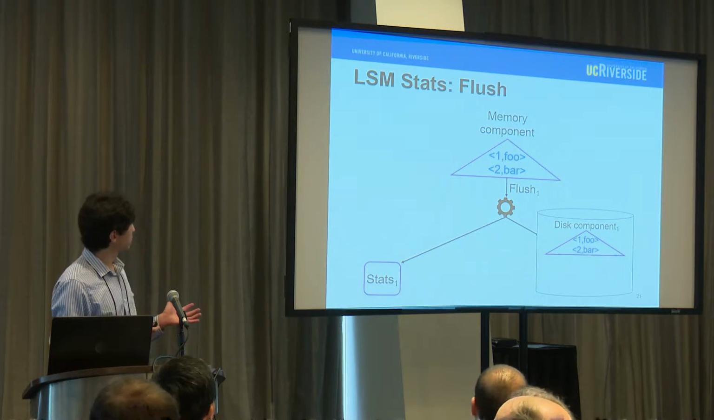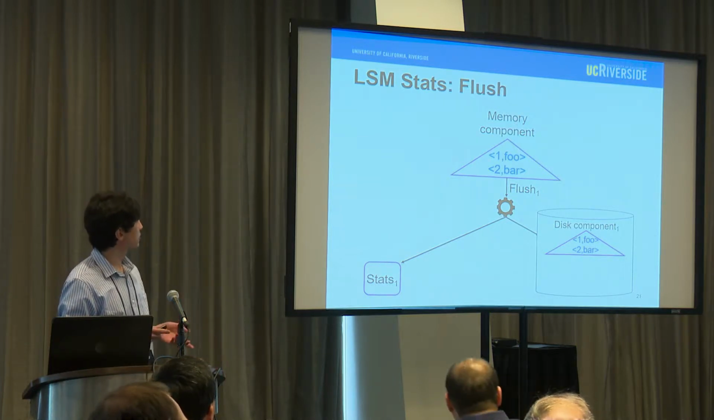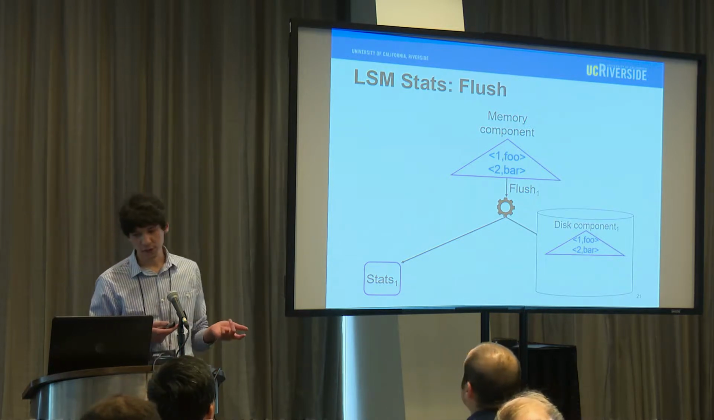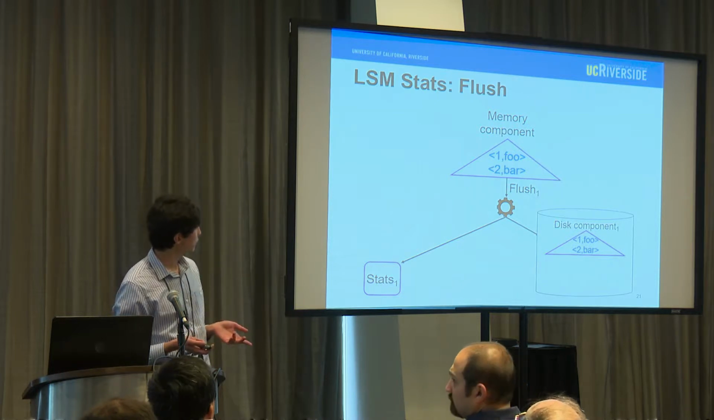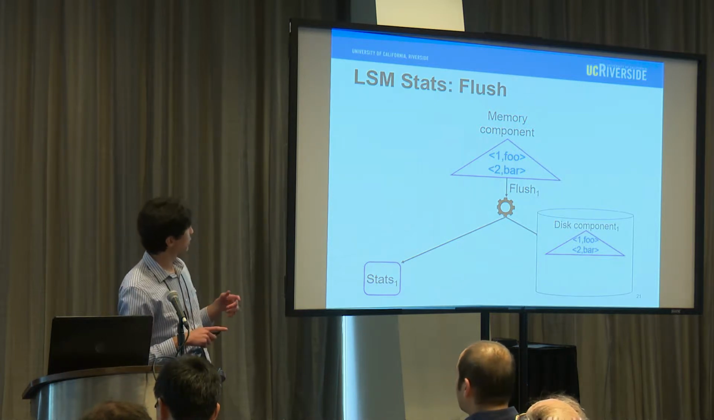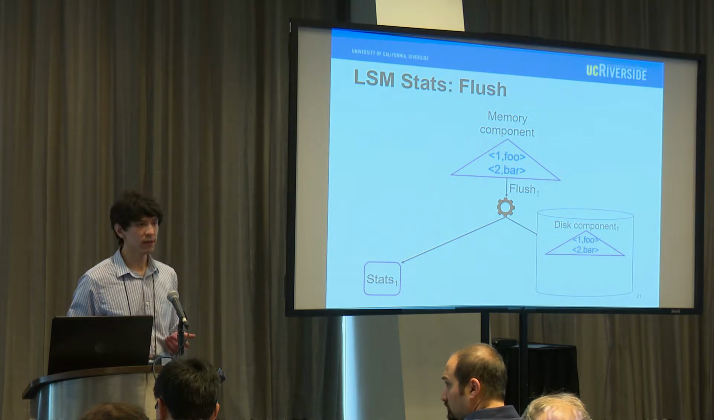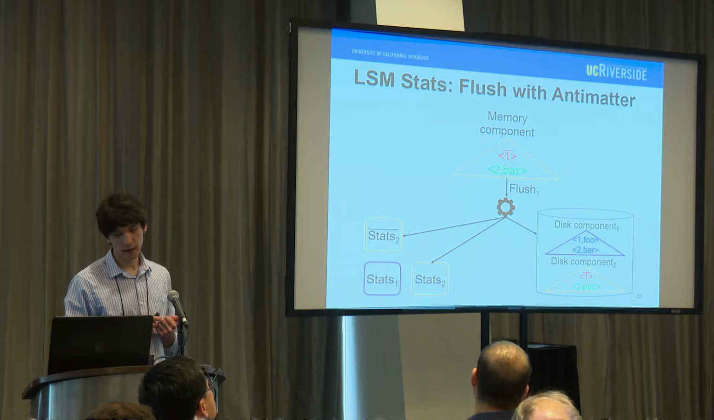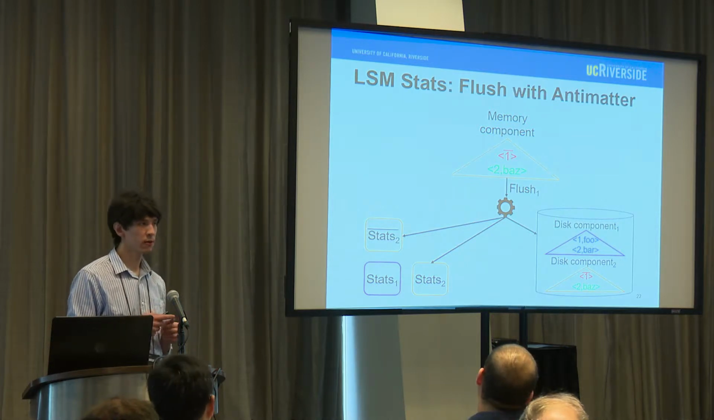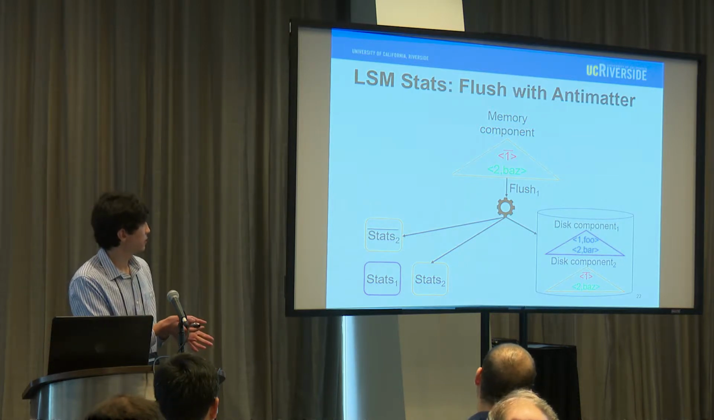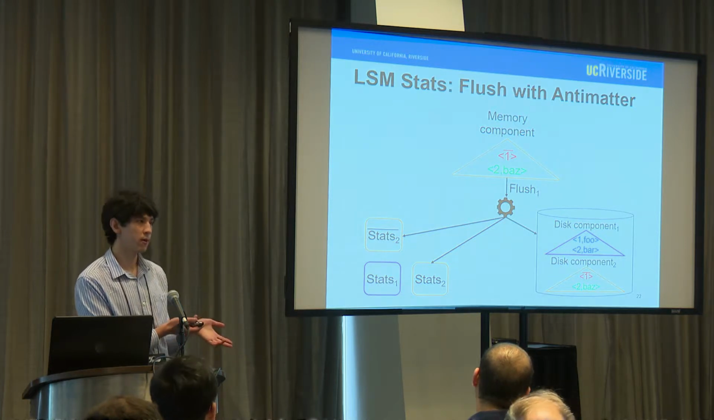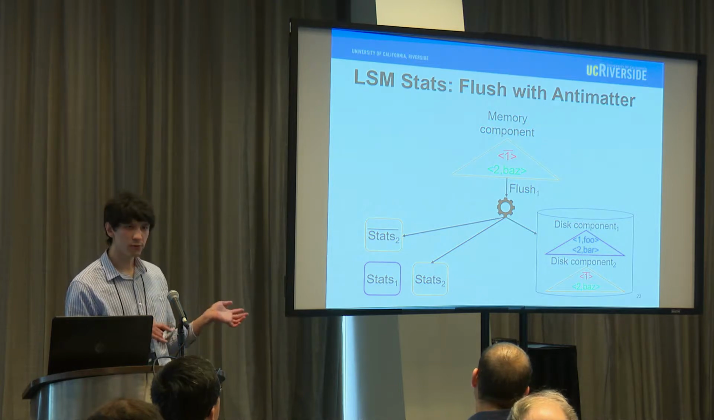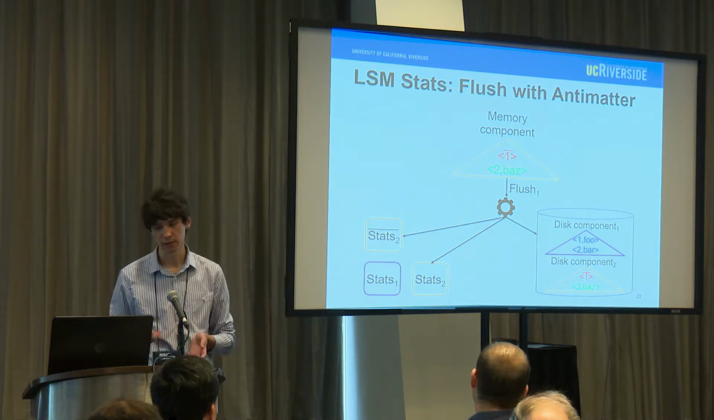So this is a quick picture showing how we're getting those tasks. Basically, when we're flushing a component, in addition to creating a new disk component, we'll create a piece of statistics which describes the distribution of data that resides in that particular component. And if we have a component which has antimatter records, we split the data flow into two parts, the one which describes the regular entries and the one which describes the antimatter entries.